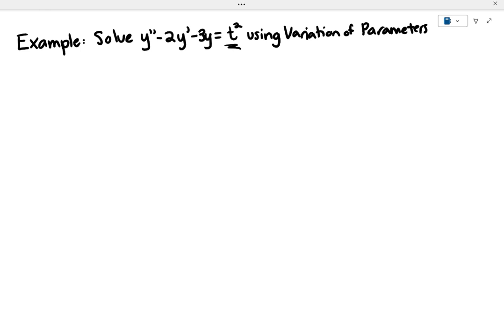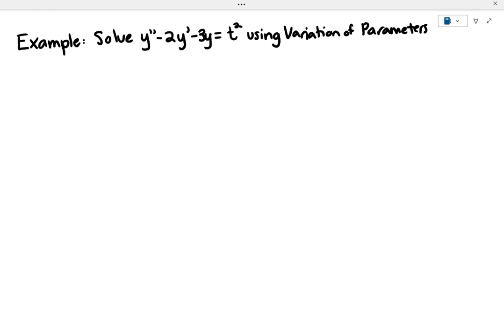Anytime my non-homogeneous term is a combination of polynomial, exponential, and or sinusoidal functions, I prefer to use the method of undetermined coefficients. However, the purpose of this example is to illustrate how to use a shortcut for variation of parameters, so that's what I'm going to use.